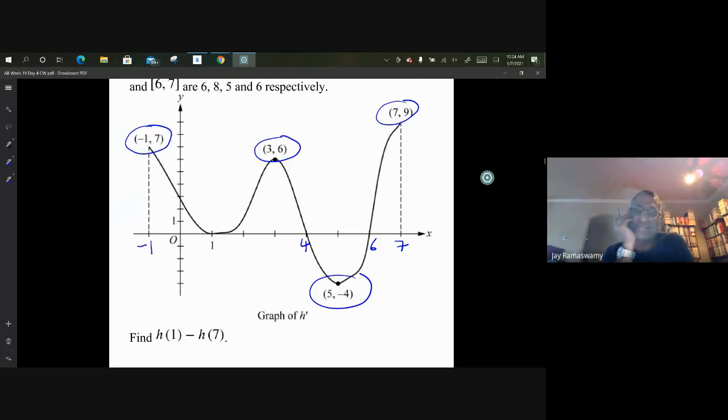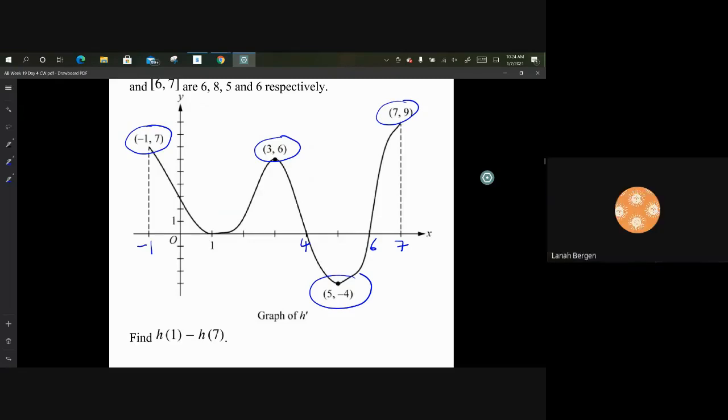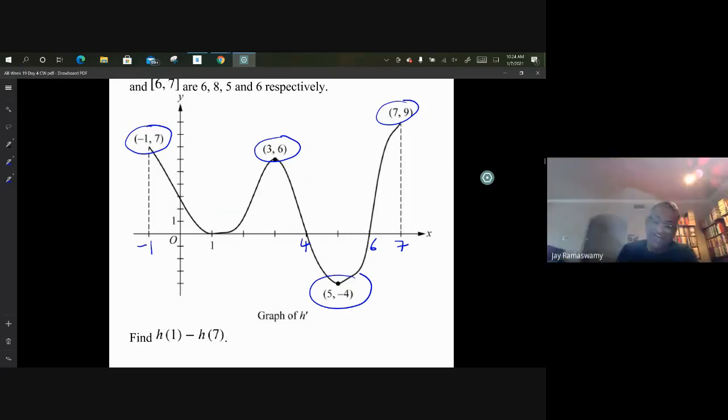Okay, smart kids, look at the graph. What do we label it? H dash. Thank you. It's there below. It says graph of H dash. Make sure you label it as H dash. We're almost done. We're like 2 minutes out.